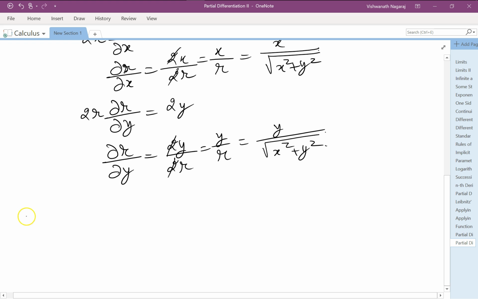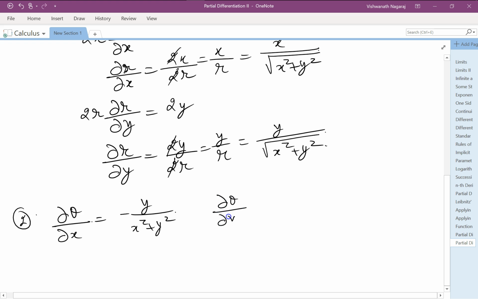Okay, now another one. Now we looked at it from r perspective. So dou r by dou x, dou y. Now let's look at it from the angle point of view. So we have to show that dou theta by dou x is equal to minus y by x square plus y square, and dou theta by dou y is equal to x by x square plus y square.